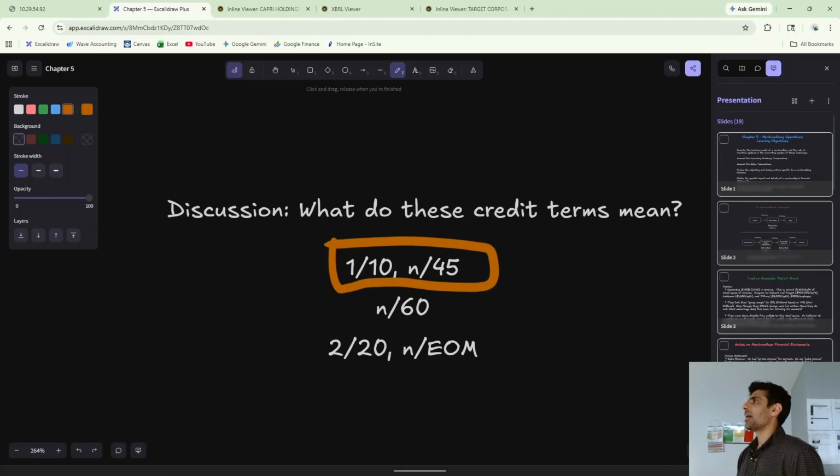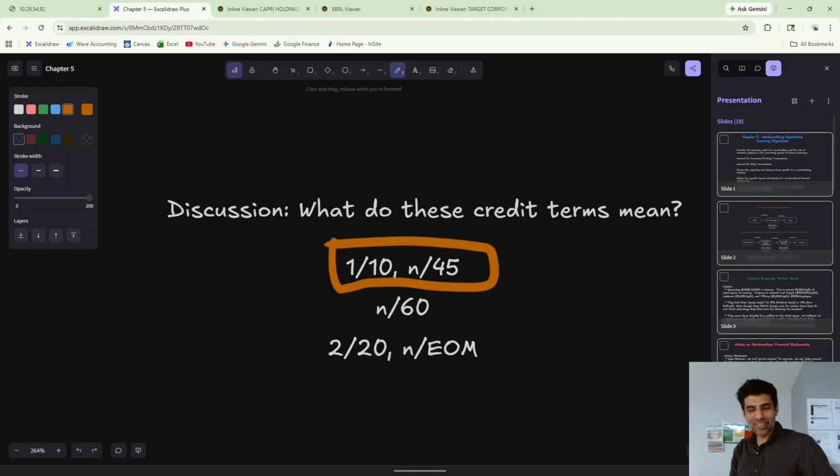Exactly. There's no discount. You just have 60 days to pay off the full amount. Okay, so as I said, the vendor does not have to offer a discount. They can just specify you've got to pay me the full amount within however many days they're going to give you.